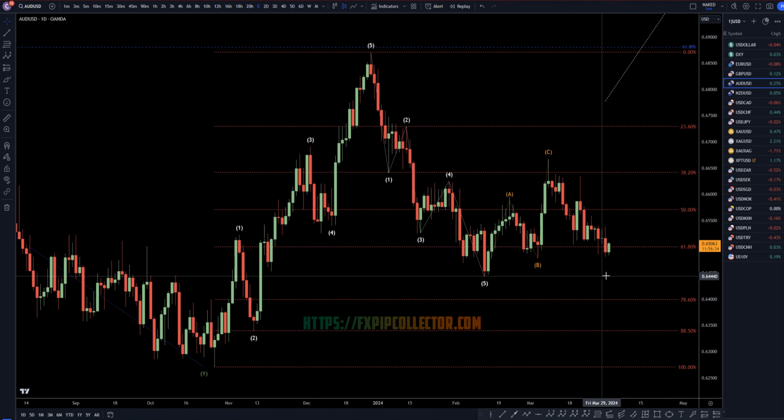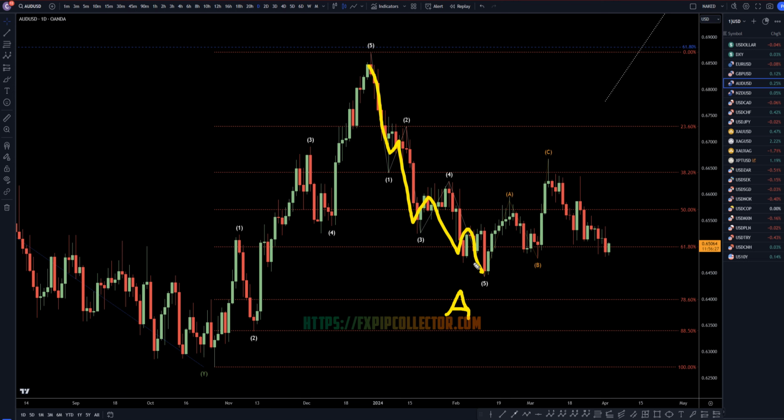Heading down to the daily time frame. Now on the daily, I still think this is a nice downtrend right here. I still think this is a wave A. I still think this is 1, 2, 3 waves up, probably a wave B. I still think this push down is a wave C.